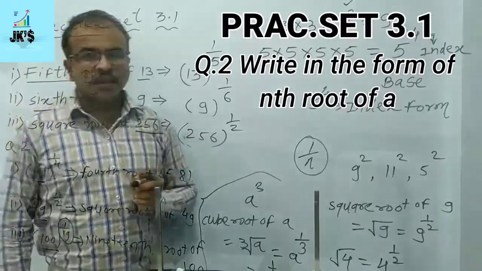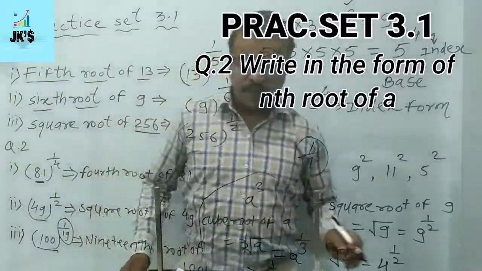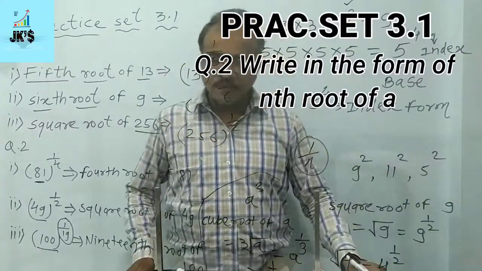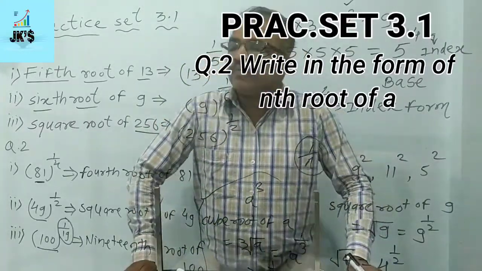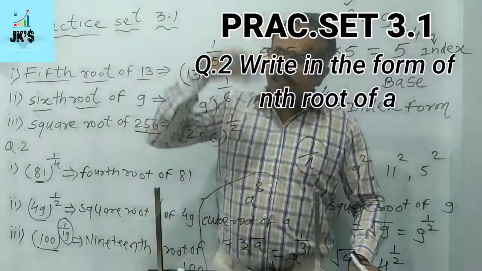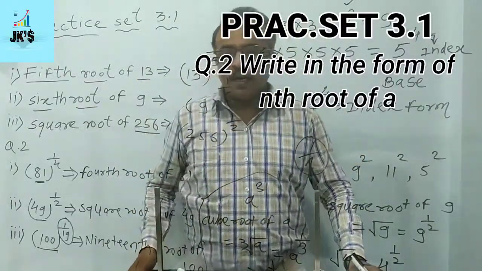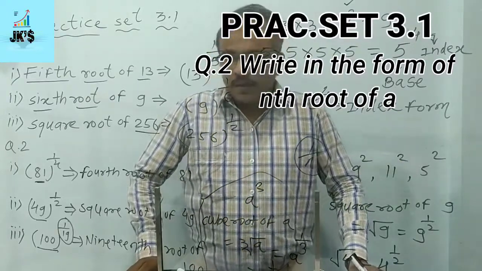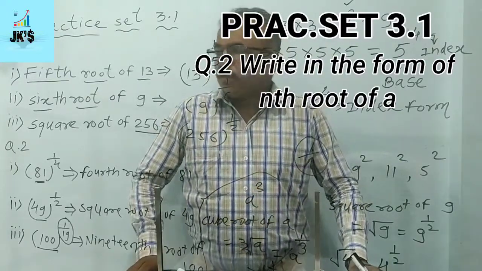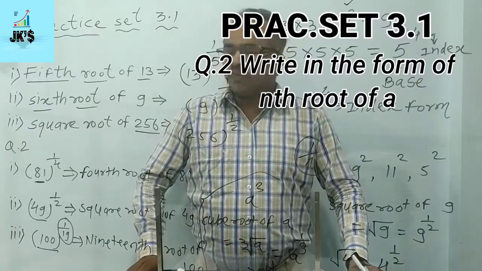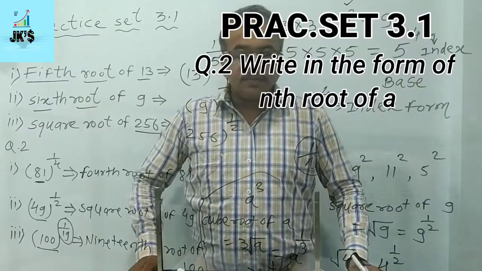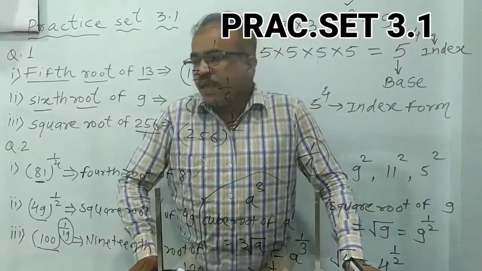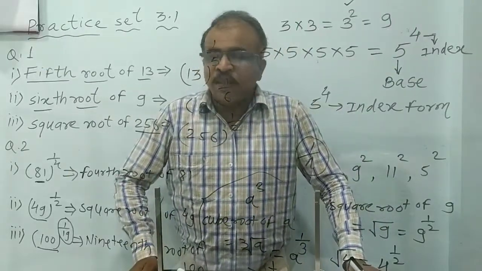Okay, in this way the sample examples of this practice set 3.1 are taken, and it is so easy. If root is taken, then we take that number at the denominator, means the inverse of that number. Okay, after this 3.1 we stop at this stage, and we will meet in the next video for 3.2.